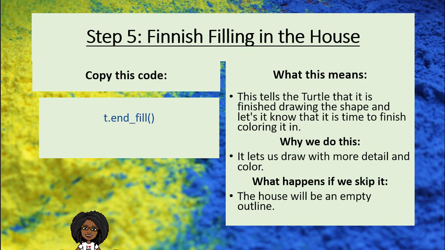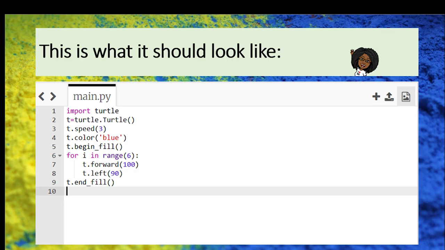Step 5. Finish filling in the house. Copy this code. You can pause the video while you type. What this means? This tells the turtle that it is finished drawing the shape and lets it know that it is time to finish coloring it in. Why we do this? It lets us draw with more detail and color. What happens if we skip it? The house will be an empty outline. This is what it should look like.